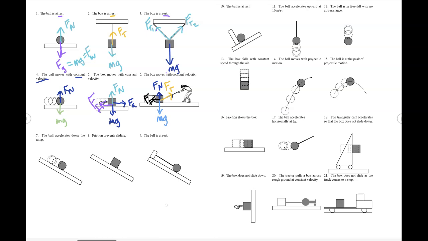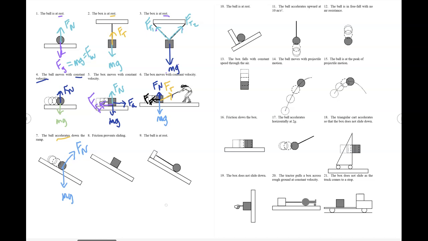Next up, we're on a ramp for number 7. Weight force going down. Normal force is perpendicular to the surface, so it is not straight up. Instead, it acts in this direction, perpendicular to the surface. And let's see, are we in equilibrium here? No, we're not. But the ball is accelerating down the ramp. So we should not be in equilibrium because there's an acceleration.